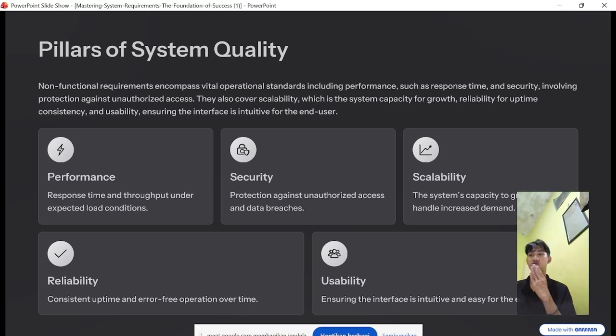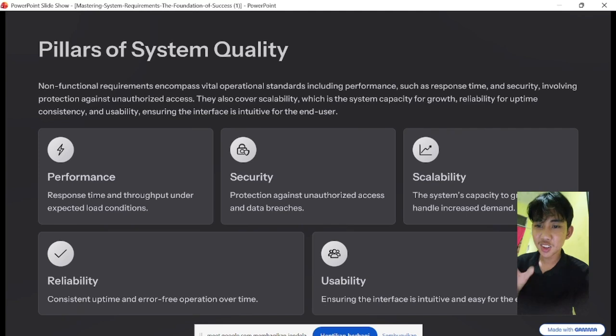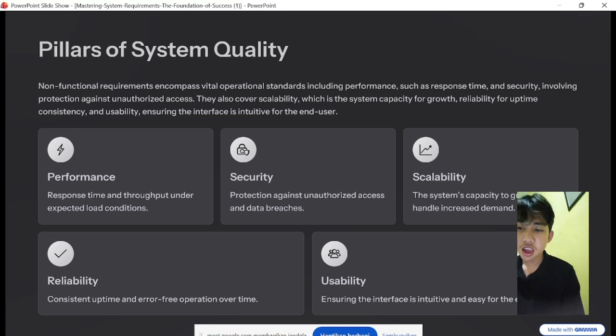Performance: response time under expected load conditions. Security: protection against unauthorized access and data breaches. Scalability: the system's ability to grow and handle increased demand. Reliability: consistent operation with minimal errors. Okay, next slide.